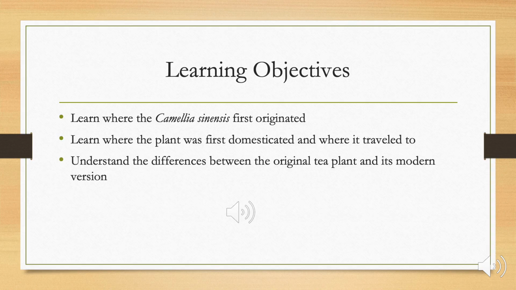In the following slides, we will learn these objectives. We will learn where the Camellia sinensis first originated, where it was first domesticated, and where it traveled to, and then we will understand the differences between the original tea plant and its modern version today.